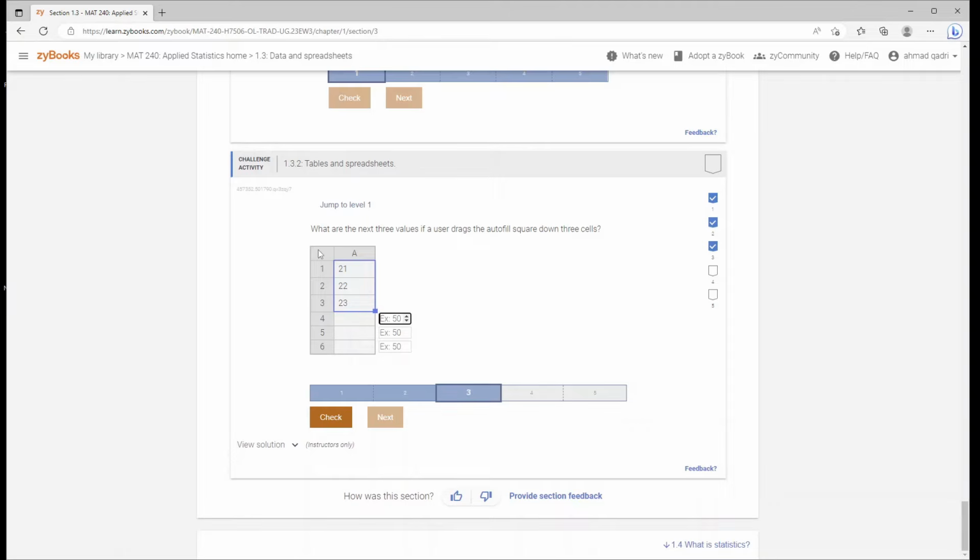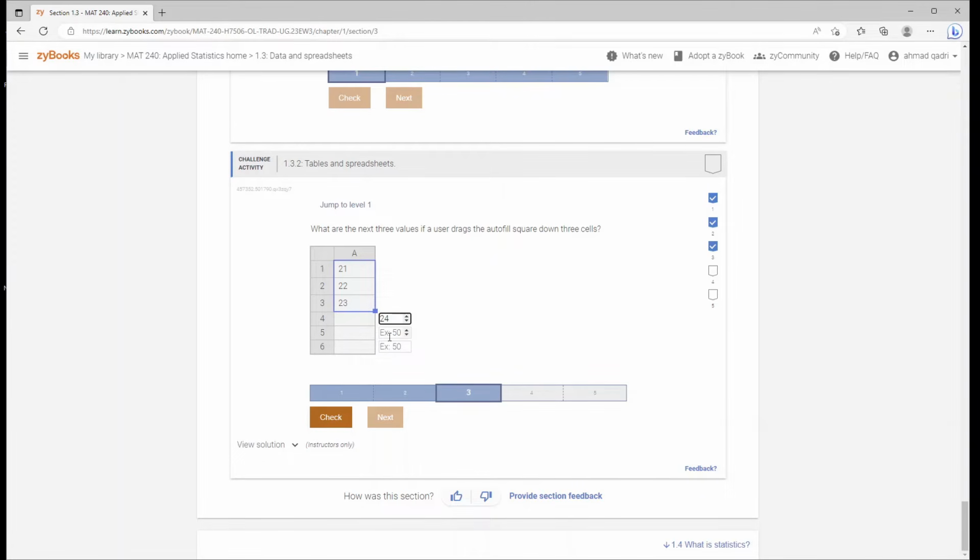What are the next 3 values if a user drags the autofill square down 3 cells? And so the autofill square will attempt to apply the same pattern that it sees in the selection. And so we can see that row 2 is the next row from row 1, and row 2 equals 21 plus 1. Row 3 equals 22 plus 2. And so therefore row 4 will be 23 plus 1, which is 24.